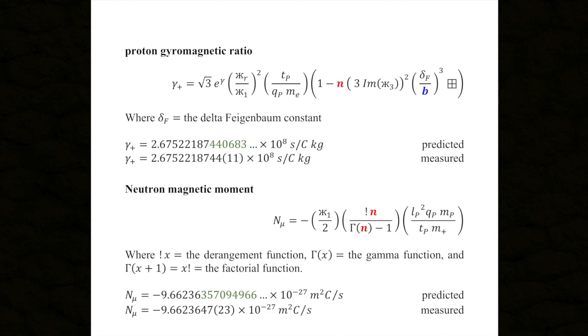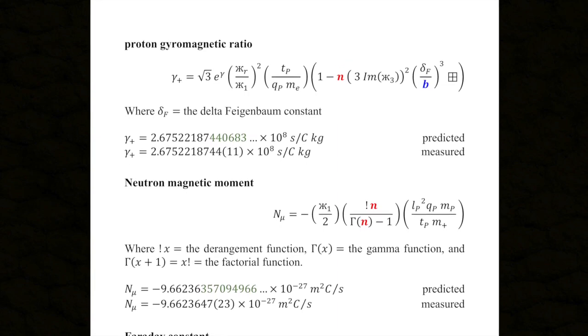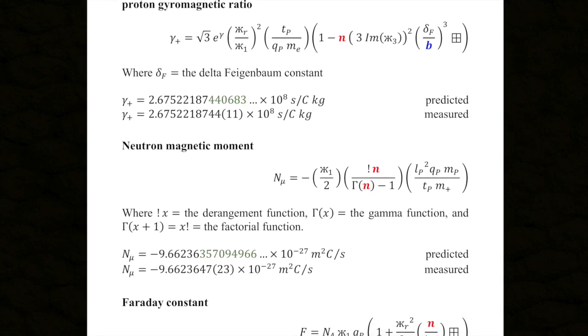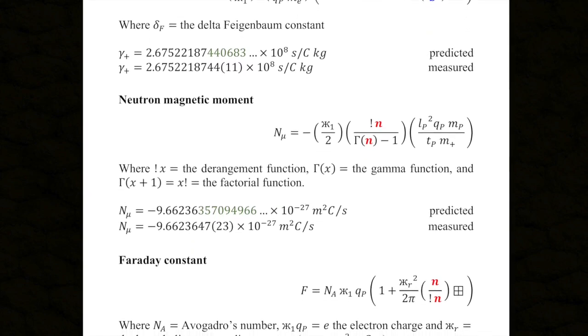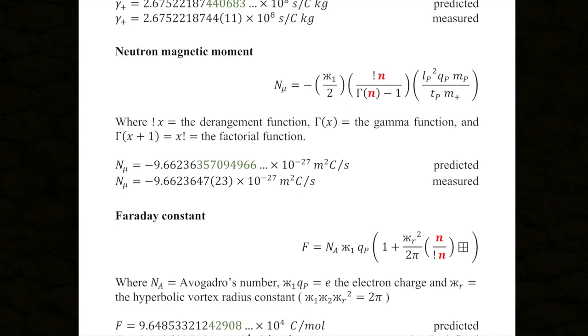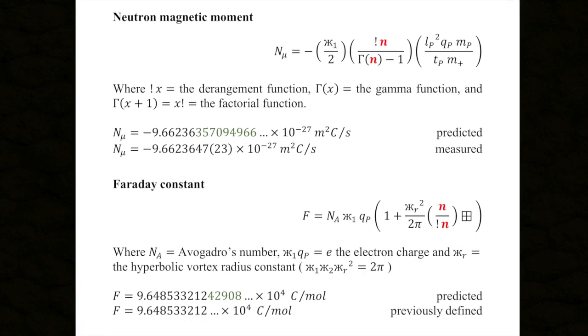In the proton gyromagnetic ratio, the primary action is composed of the square root of 3, e to the gamma, our braiding coefficient, and Jr over J1 squared. Its terminal action is n times the square root of 3 times the imaginary part of J3, multiplied by the cube of the delta Feigenbaum constant over b, 7. The neutron magnetic moment compares the derangements of the 5 fundamental actions to the gamma value of those 5 actions.